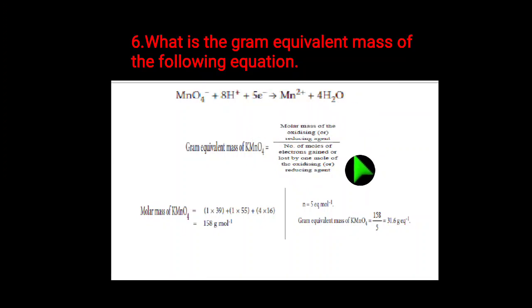Here the molar mass of the oxidizing agent KMnO4: potassium 1, K 39, manganese 1, so 1 into 55, plus oxygen 4 into 16, total 158 gram per mole. How many electrons are required? 5 electrons, so the number of moles of electrons is 5. So 158 divided by 5 equals 31.6 gram per equivalent.